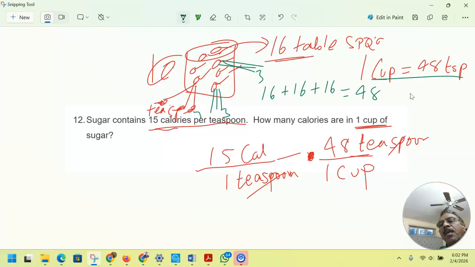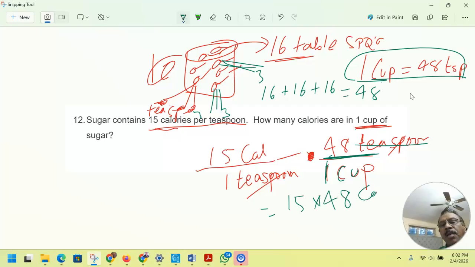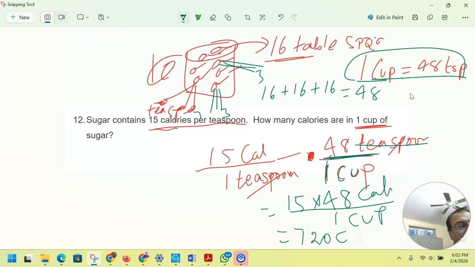So if you're 100% sure, you just do it like this, saying, hey, 1 cup is 48 teaspoons. So this teaspoon and this teaspoon cancel, and you get 15 times 48 calories per cup. So we have 3 different strategies to get the same answer. The answer is 720 calories.